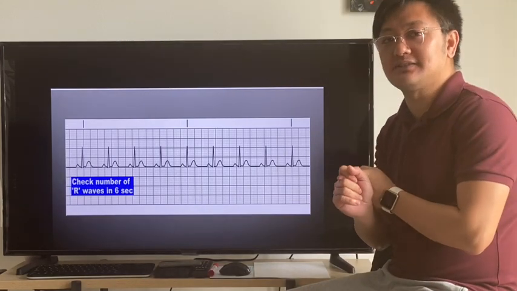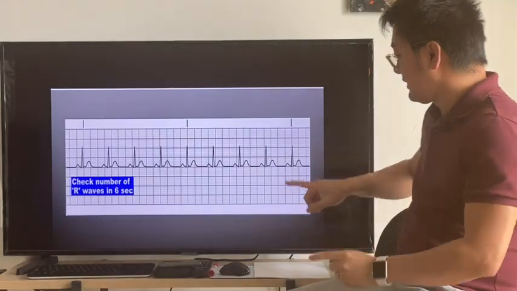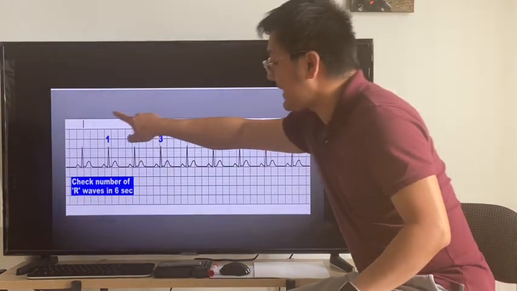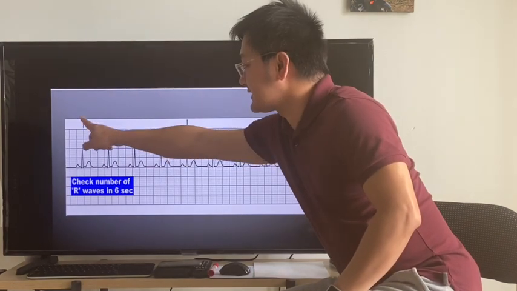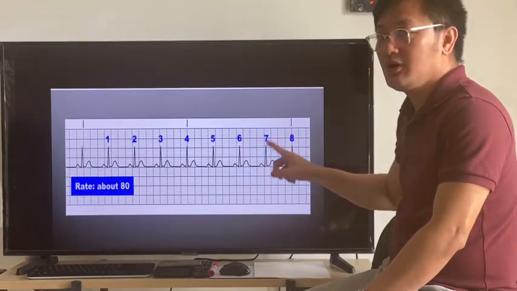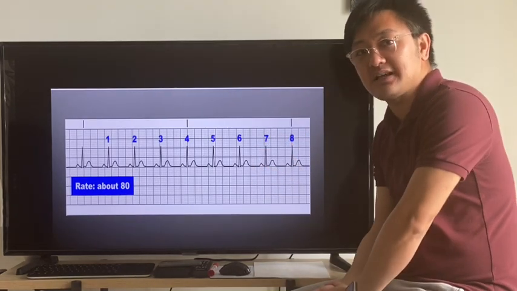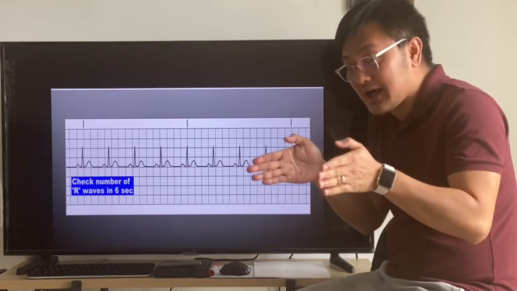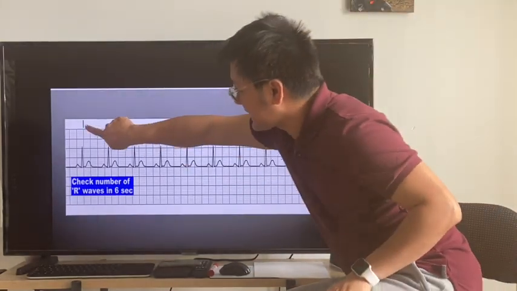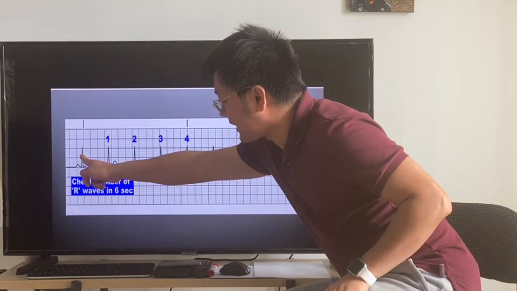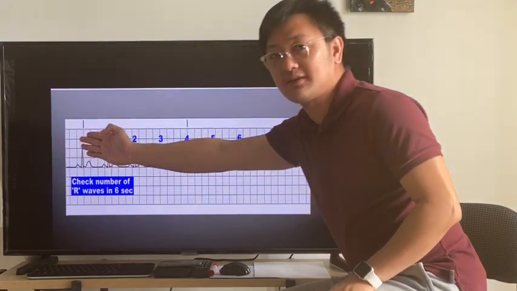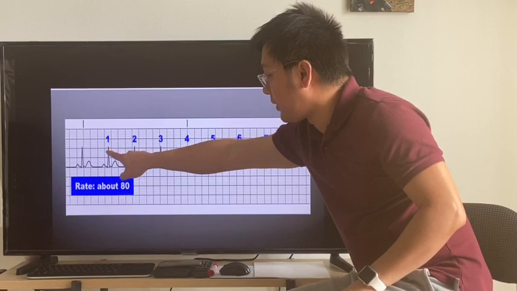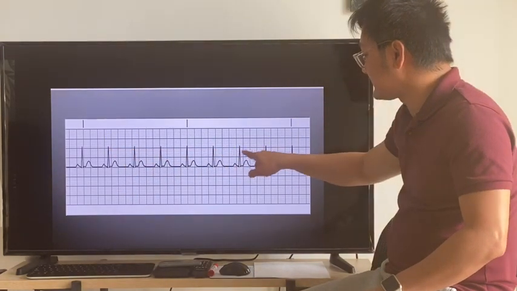The first way is using a 6-second strip. Remember, from this line to this line is 3 seconds. Another batch here is another 3 seconds. So this will give us a 6-second strip. How will you know the heart rate using a 6-second strip? All you have to do is count how many R waves are inside the 6-second strip. So this R wave is not included, it's not part of the 6-second strip. Only those in between the 6-second strip. So that will be 1, 2, 3, 4, 5, 6, 7, 8.